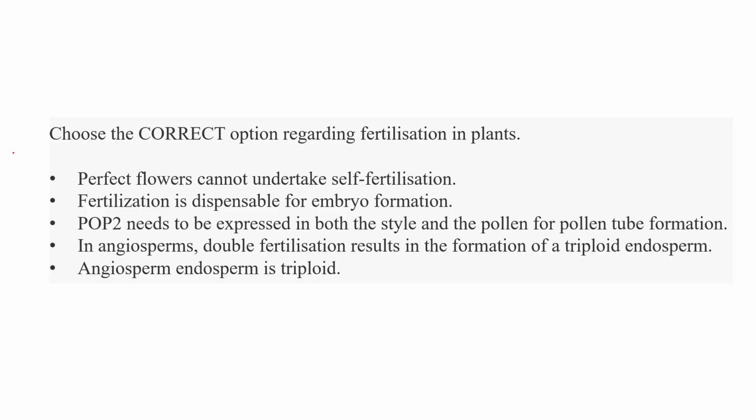Let me just label it as A, B, C, D, and E. So A is, perfect flowers cannot undertake self fertilization. B, fertilization is dispensable for embryo formation. C, POP2 needs to be expressed in both the style and the pollen for pollen tube formation. D, in angiosperms, double fertilization results in the formation of a triploid endosperm. And E, angiosperm endosperm is triploid.